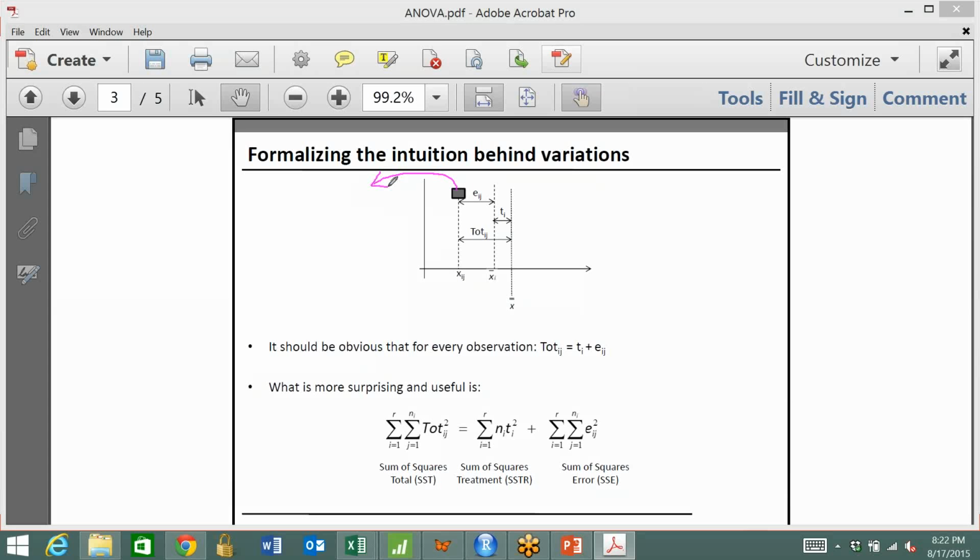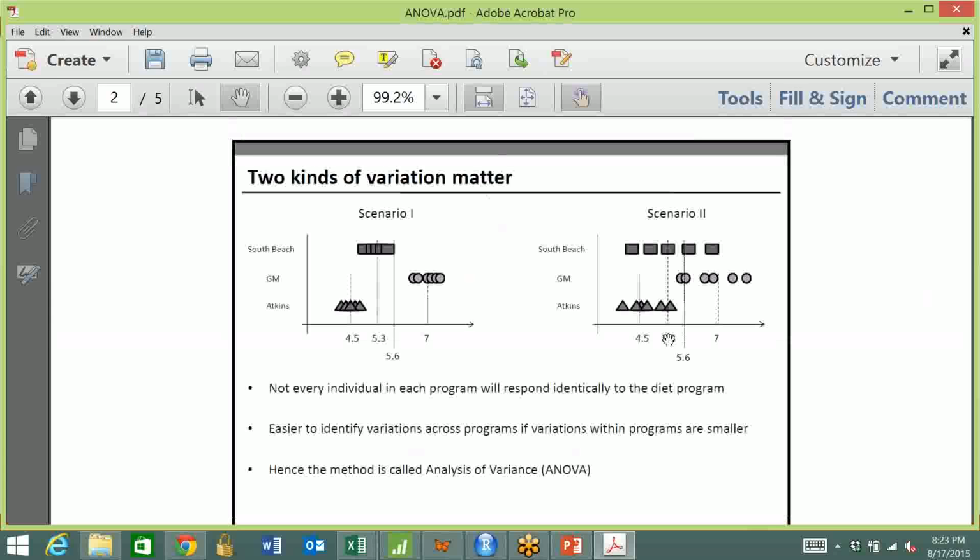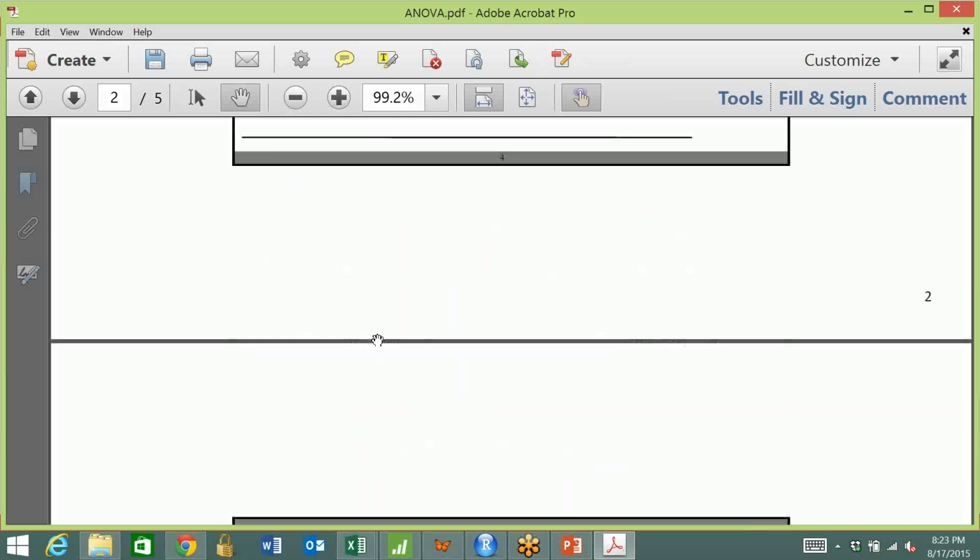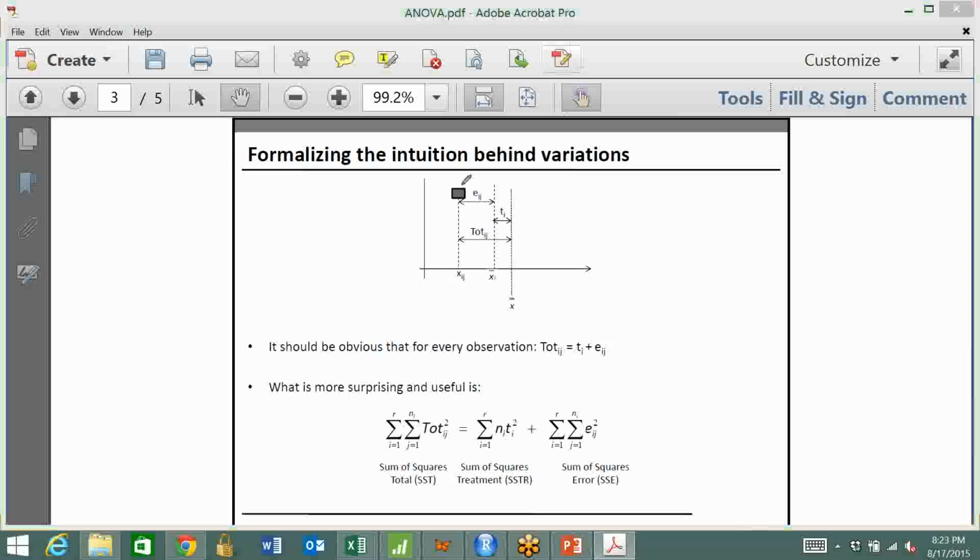Take one data point here, any data point. Say weight loss of person 1 in South Beach Diet Program. Will his weight loss be exactly equal to the average weight loss? What is the average weight loss for South Beach Diet Program? Let me go up here. Average weight loss for your South Beach Diet Program is 5.3. Now, does that mean that all the 20 people who have been allocated to South Beach Diet Program, their weight loss will be exactly equal to the average weight loss? What do you think? Just give a thought.